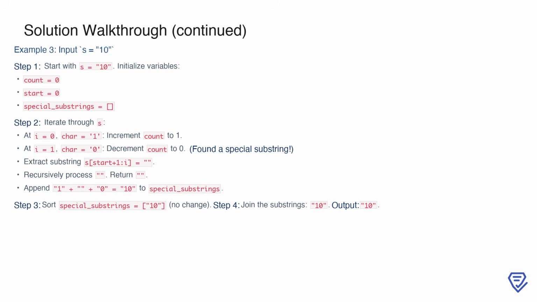Extracting the inner part from s, start plus 1 to i, results in an empty string. Recursively processing this empty string gives an empty string. We then reconstruct the substring as 1 + 0, which equals 10. Adding this to special_substrings results in special_substrings equals 10. Sorting is unnecessary since there is only one substring. Joining the substrings gives the output 10. Therefore, the result for this example is 10.